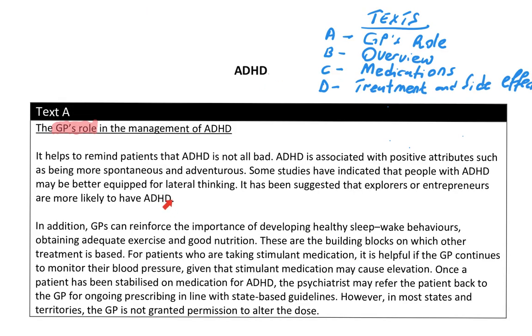So in the text, we are looking for positive personality traits. If you see anything positive as a keyword, you can use it. We can see positive here, and we have positive attributes, such as being more spontaneous and adventurous. Therefore, we have spontaneous and adventurous. These are the traits.